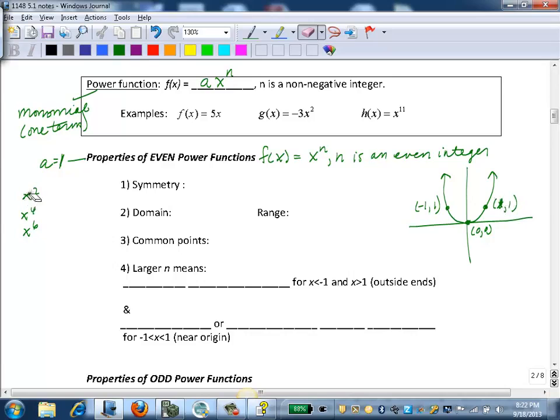And if you put a 1 in for x, same thing. 1 squared is the same as 1 to the 4th, same as 1 to the 6th. So it turns out these 3 key points are the same. I'll call these common points 0, 0, 1, 1, negative 1, 1. So no matter the exponent on the even power function, they're all going to be parabolic, and they're going to go through these 3 key points. You can see symmetry with respect to the y-axis.